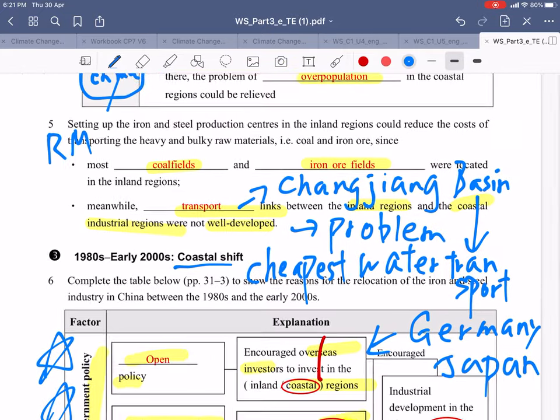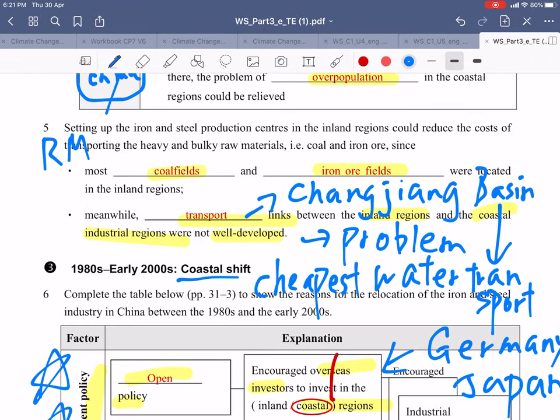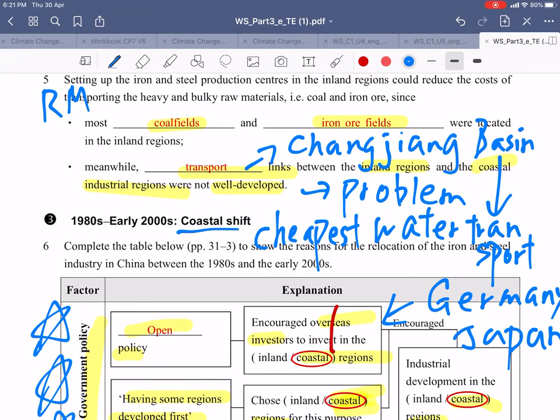Moreover, what are the other factors that make iron and steel production better? Because there are also coal fields and iron ore fields, okay? You can refer to my notes, Mr. Jerome Leung's log. I have put it in Google Classroom already, okay? And you can have a look, which is about the coal field and iron ore field distribution, okay? Meanwhile, the transport links between the inland region and coastal region were not well developed. So accordingly, we can do it all together, in order to reduce the cost of transportation, because right there is iron ore and coal, and then the raw material can be directly put into the iron and steel plant, and the transport cost will be reduced.